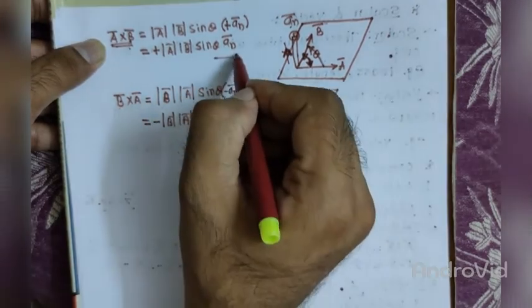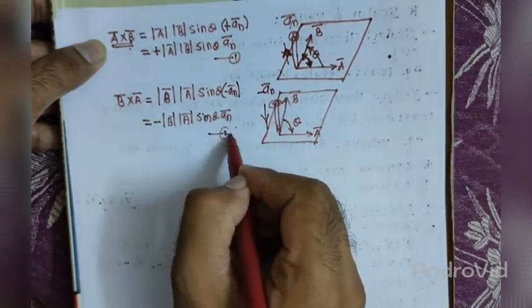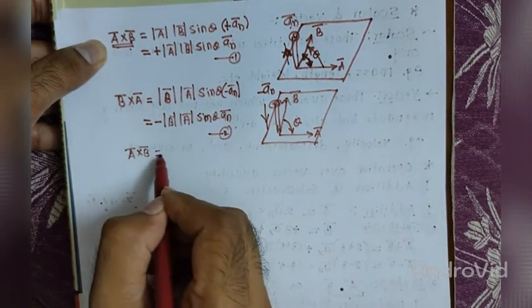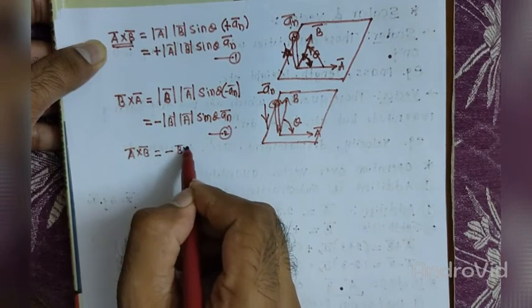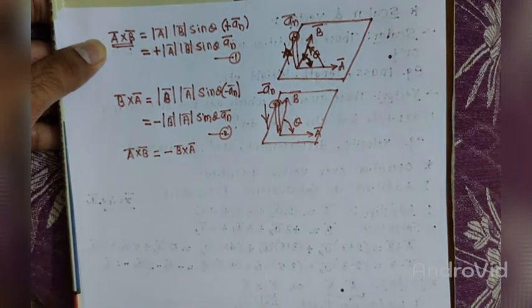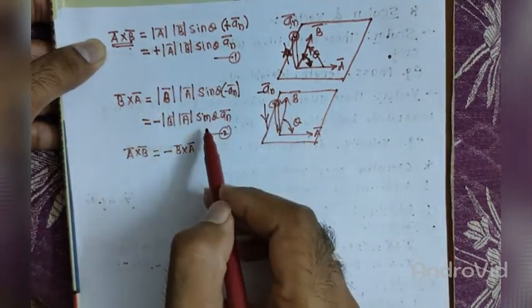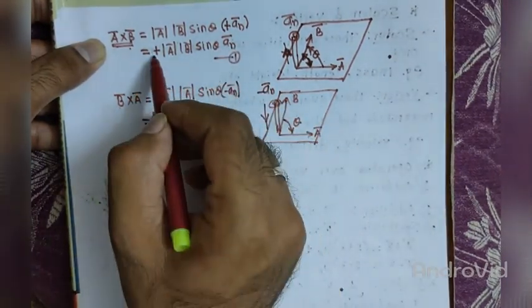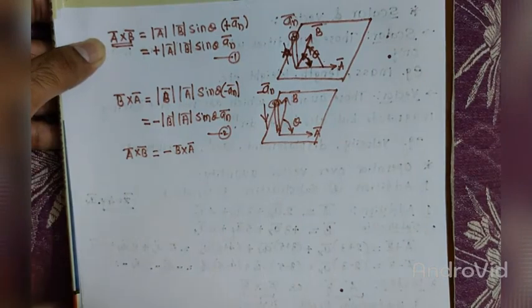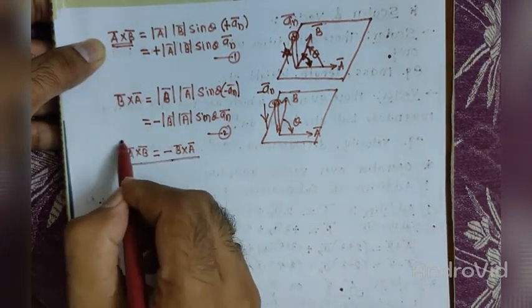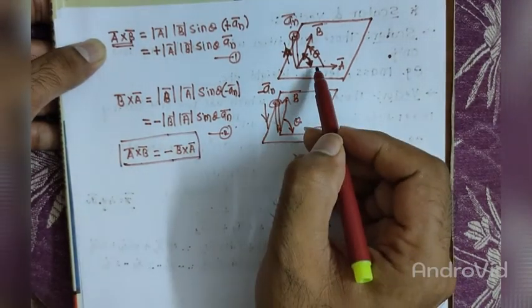So if we compare equation 1 with equation 2, we can write A cross B as minus B cross A. The rest of the parameters are the same, if you could see. Mod A mod B, mod A mod B, sine theta here, n bar here. Here it was plus, here it is minus, that's all. So it means what? A cross B is equal to minus B cross A.